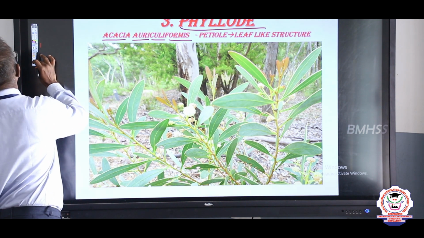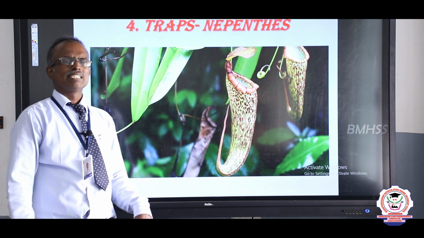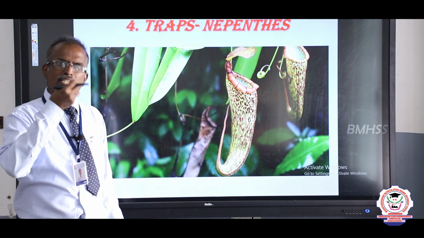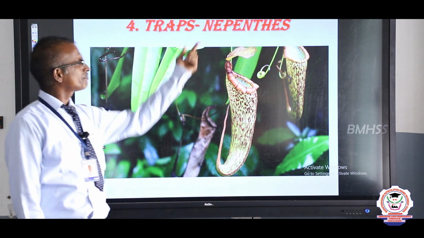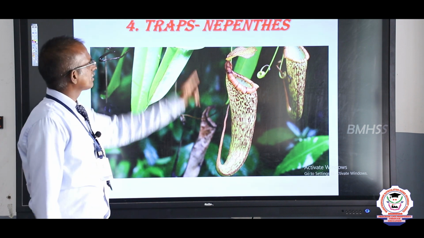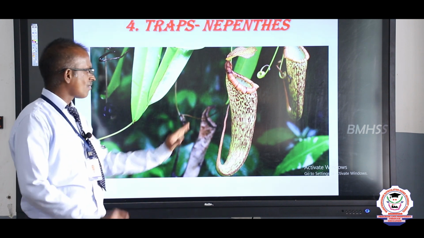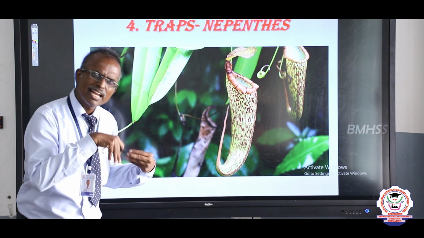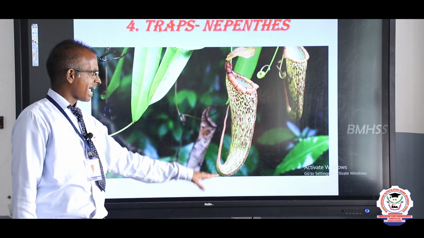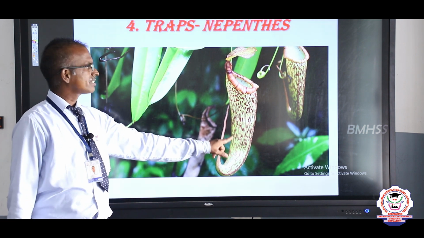Next we go for some plants which live in nitrogen deficient soil. These are called insect eating plants, insectivorous plants. Examples are Nepenthes and Venus flytrap. Nepenthes lives in nitrogen deficient soil. Nitrogen is essential for the growth of the plant, so the plant takes nitrogen by digesting insects.